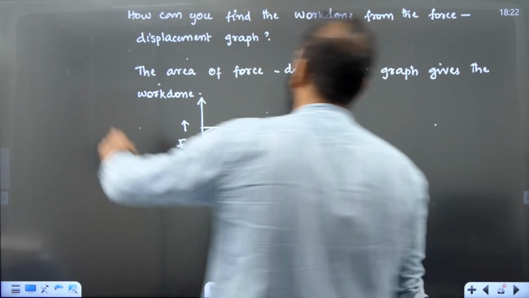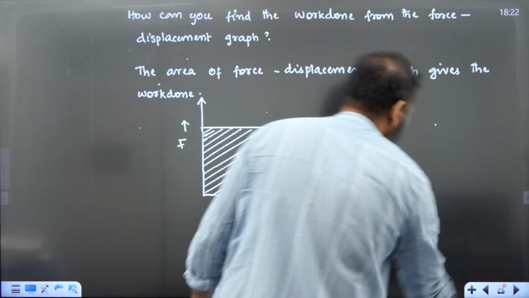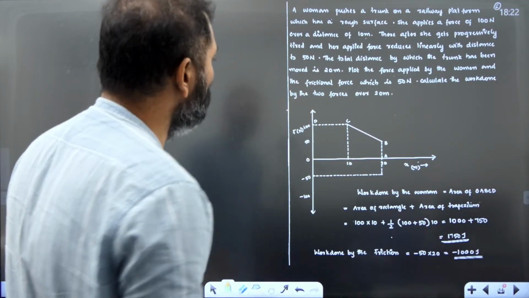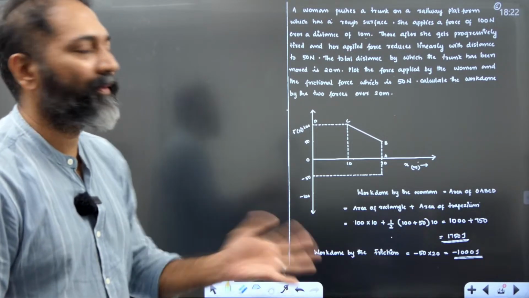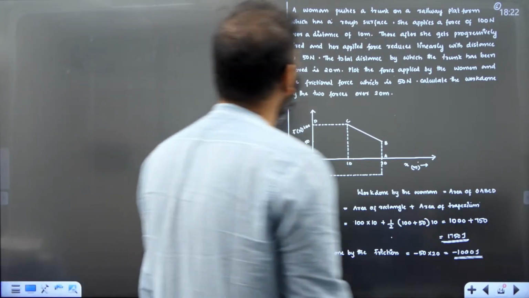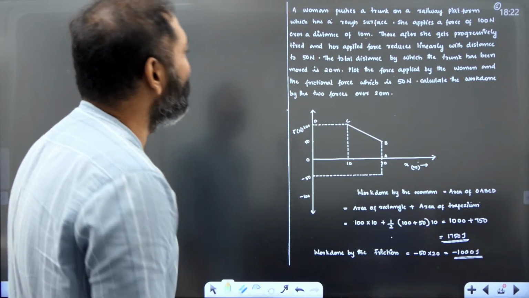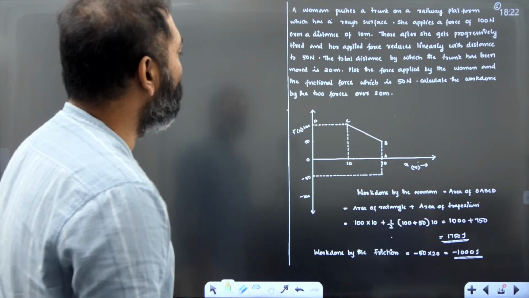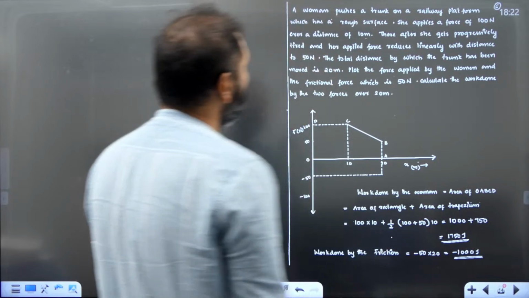Next, we know that area under force displacement graph gives what? Work done. Always remember, area under force displacement graph gives work done. Next, a woman pushes a trunk on a railway platform which has a rough surface. She applies a force of what? 100 Newton over a distance of 10 meters.